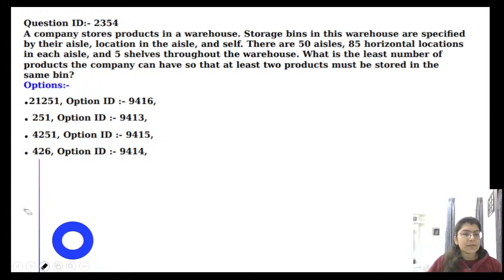It is a very simple concept here, okay? So they are saying that in this warehouse you are having storage bins, and storage bins are specified by their aisle, location in the aisle, and shelf. That is, basically the storage bins are arranged in this way: there are 50 aisles, 85 horizontal locations in each aisle, and 5 shelves. Here they should have written SHELF, shelf. Okay, so try this one, it's very easy, and the time starts now.